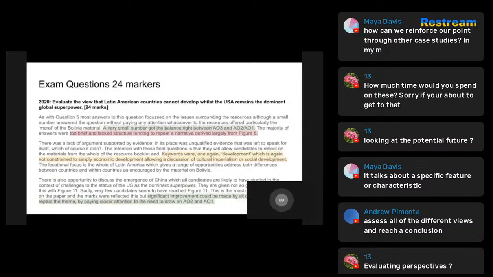So here it says, significant improvement could be made by all candidates who repeat the theme by paying closer attention to the need to draw on AO2 and AO1, right? So those are the two places where you need to go in a little bit harder, okay, and make sure that you're referring to those in a bit more detail.